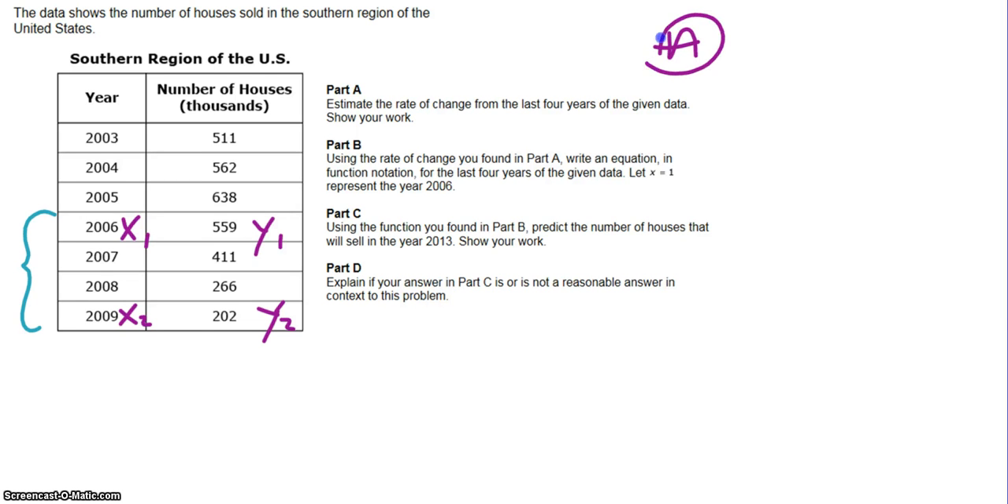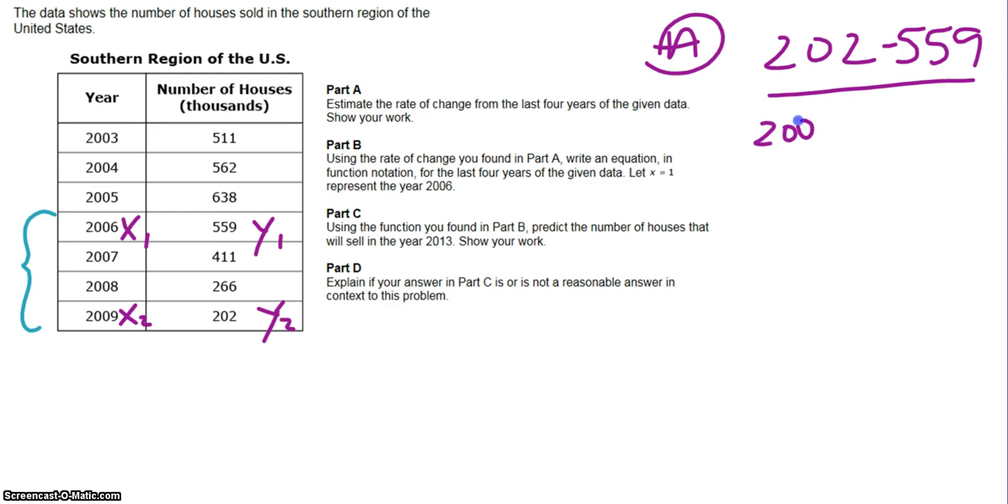So part A, we have 202 minus 559 over 2009 minus 2006. So 202 minus 559 over 2009 minus 2006 will give me negative 119. So we're looking at a negative 119,000 houses. That was the decrease from 2006 to 2009.